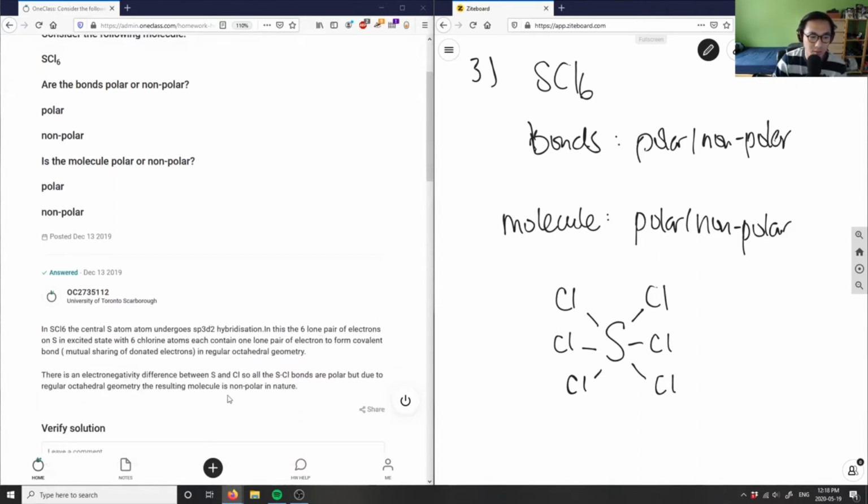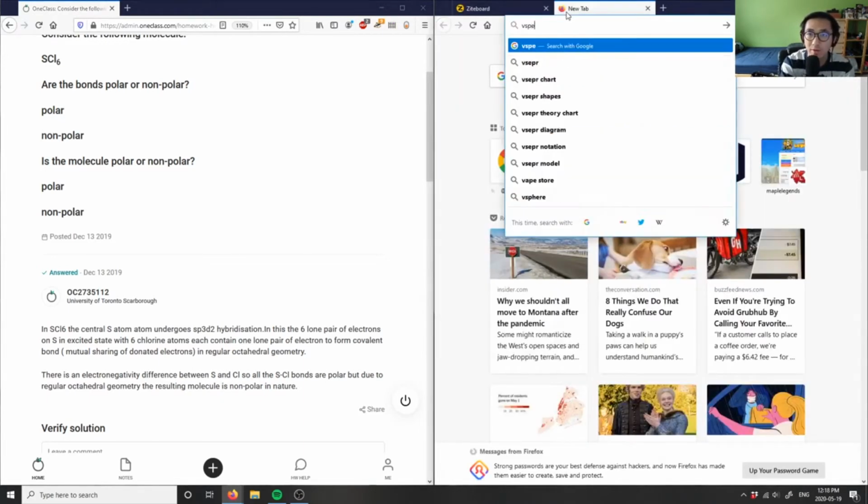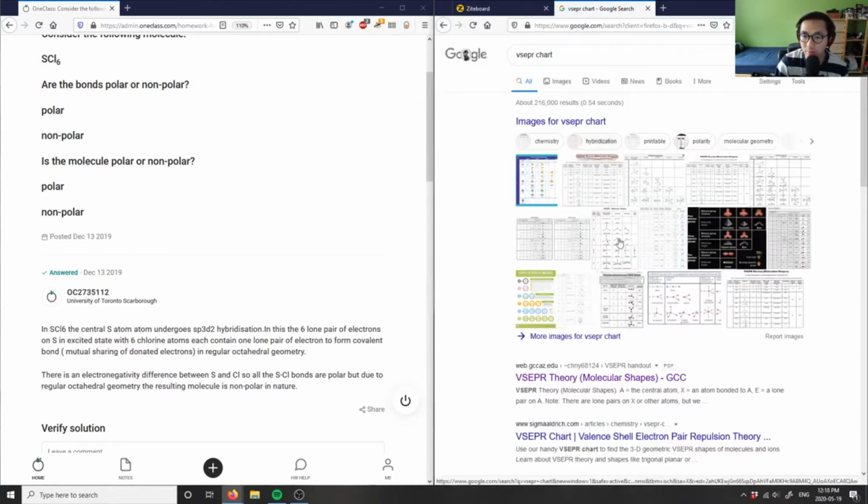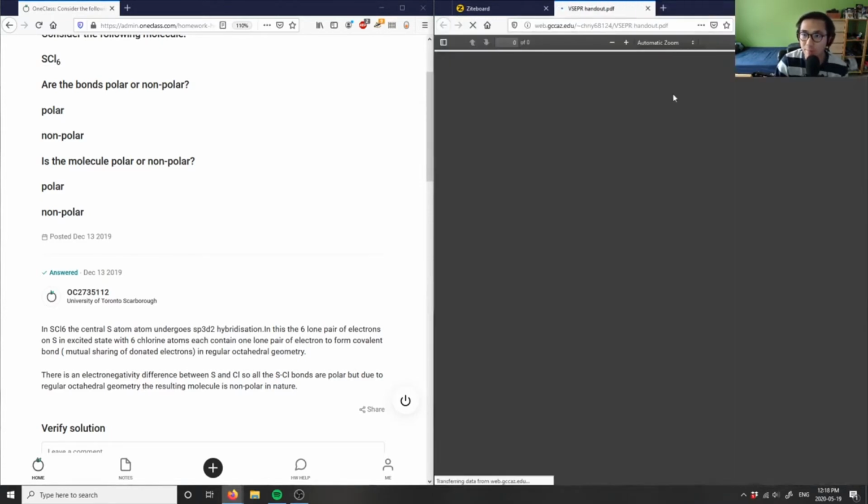As you can see in the solution here, it says sp3d2 is the hybridization. We can actually Google VSEPR theory if you're having trouble with this concept, and it'll tell us what kind of geometry this hybridization is going to take. So let me show you the VSEPR chart, which shows the different shapes. Let me click this link here.